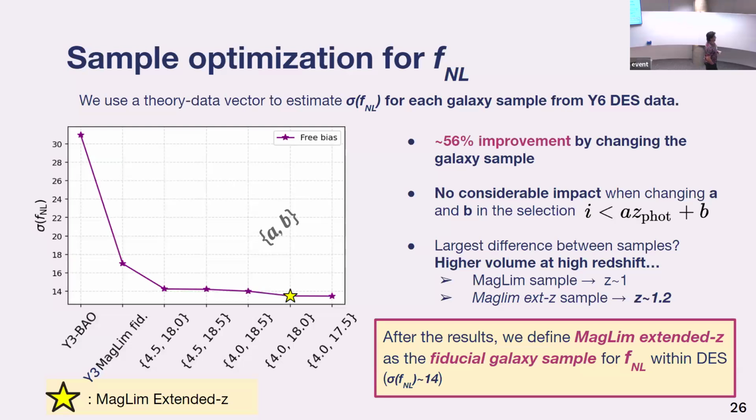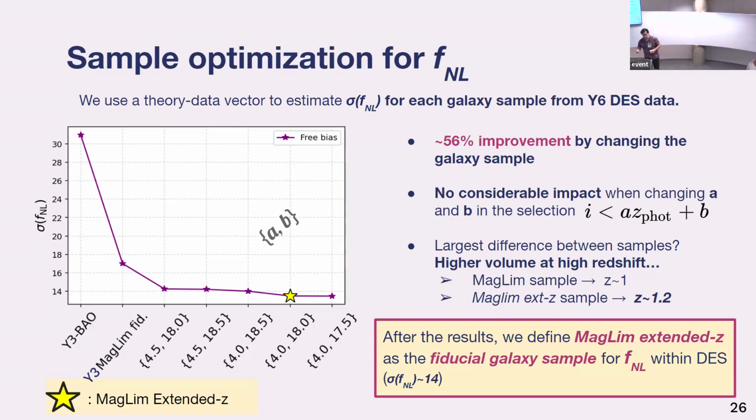Yes, I have it somewhere, but I think one conclusion that we got here is that the change in the numbers between different samples was not that much. One thing that we found had the biggest impact is that the Y3 McLean fiducial sample goes to redshift 1.1, I think. And for the Y6, we're pushing a little bit more, adding an extra RGB into our sample, implying basically that the biggest difference is going to higher redshift.